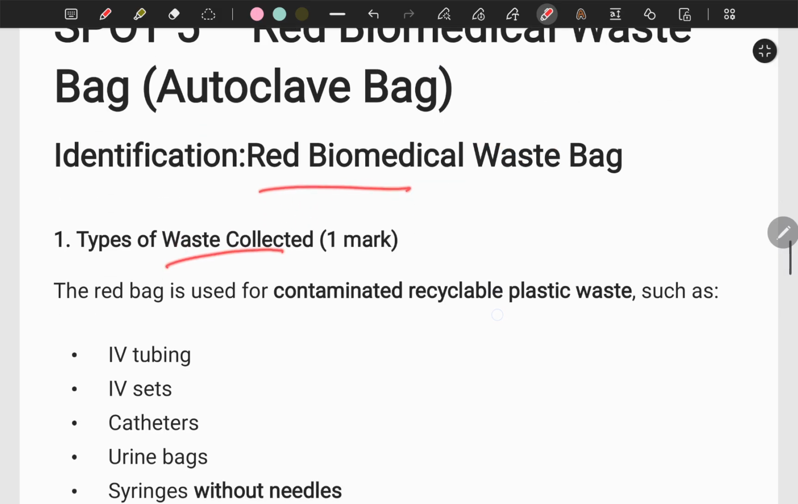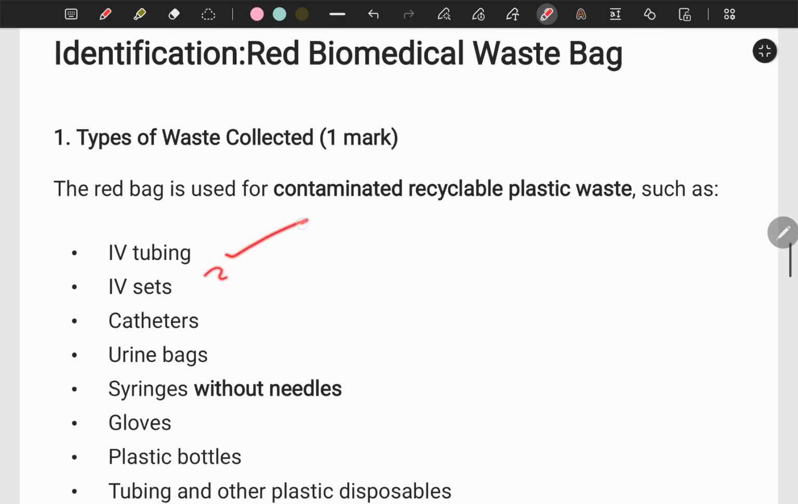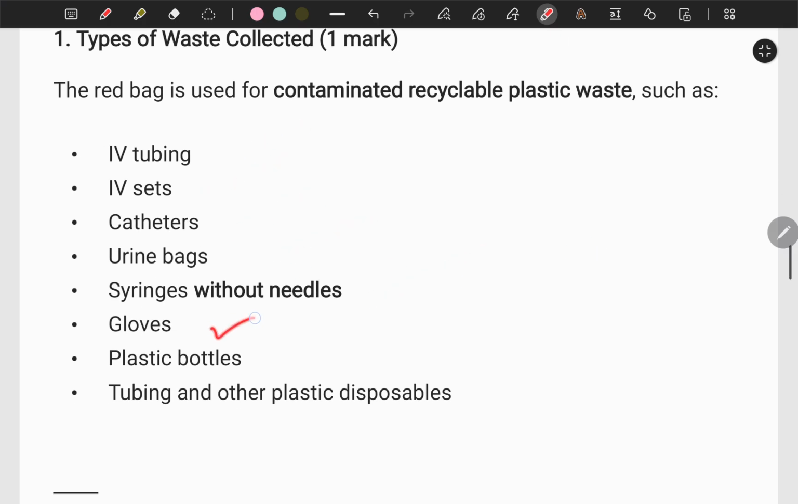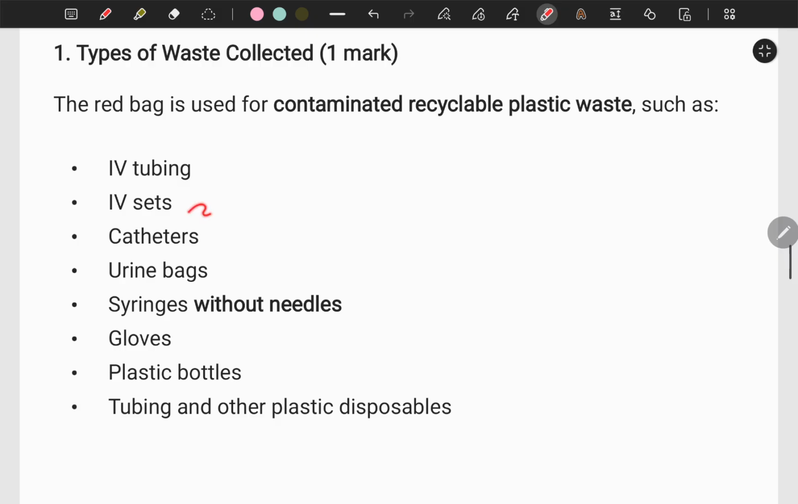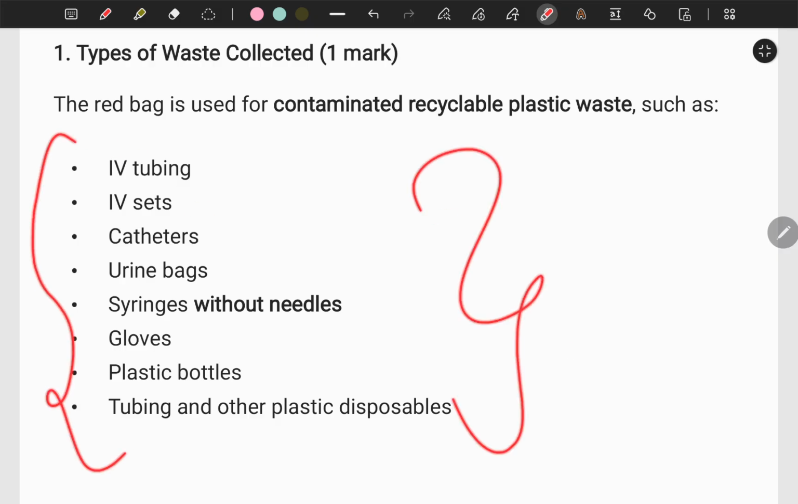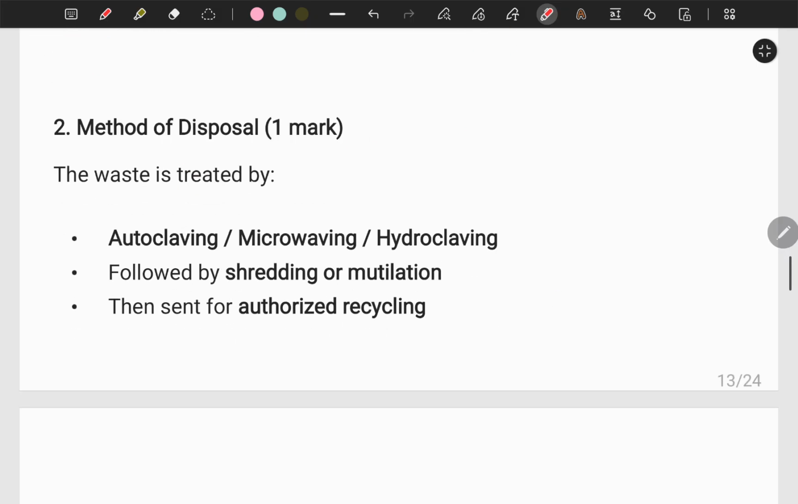Types of waste collected. We know the red bag is used for contaminated recyclable plastic waste such as IV tubing, IV sets, catheters, urine bags, syringes without needle, gloves, plastic bottles, tubing and other plastic disposables. Okay. Next, coming to method of disposal, the waste is treated by autoclaving, microwaving, hydroclaving, followed by shredding or mutilation, then sent for authorized recycling.